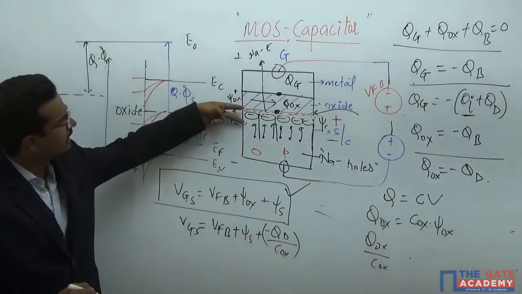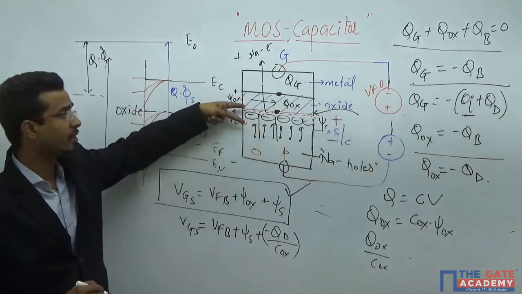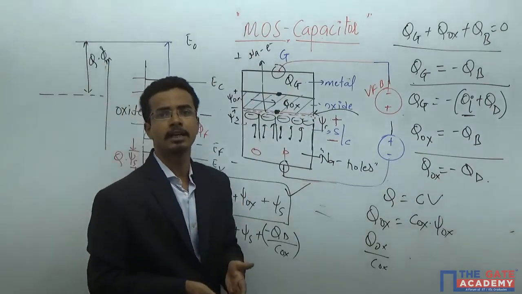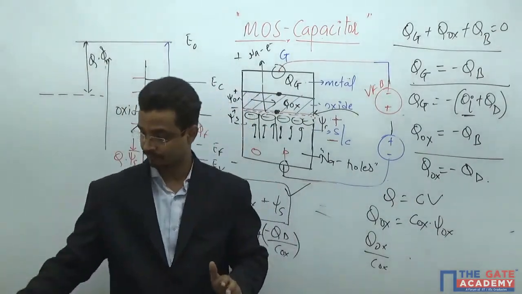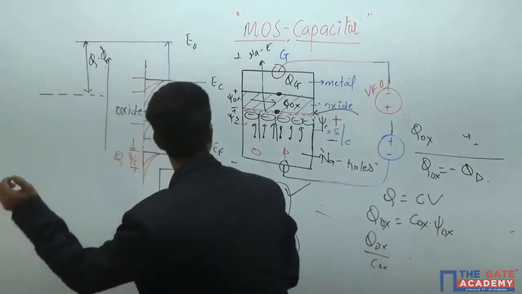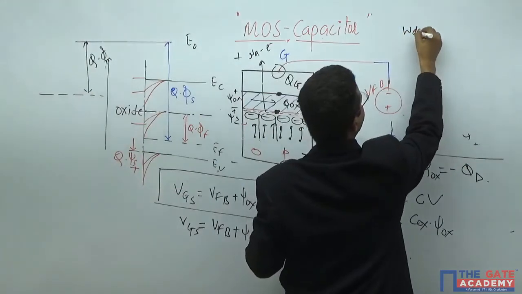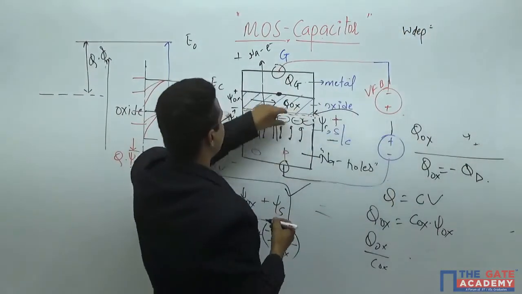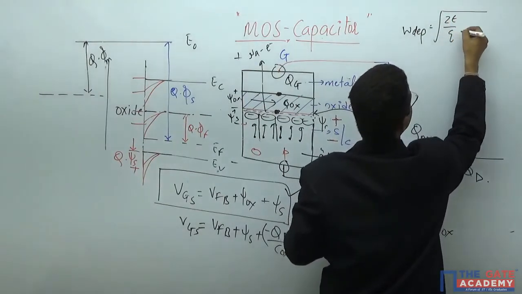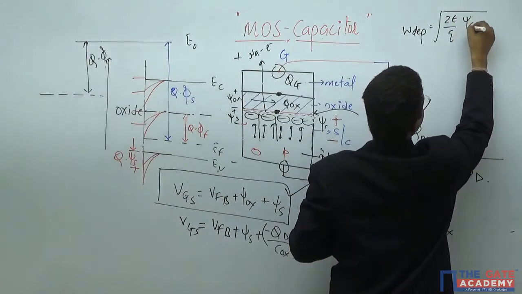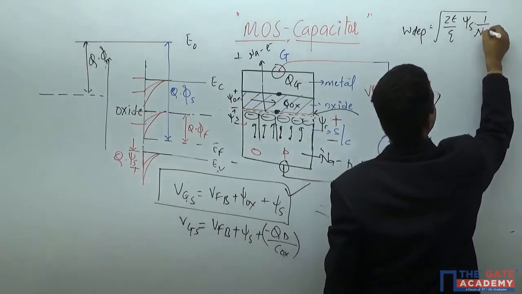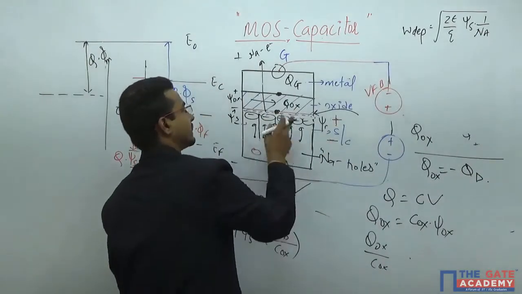Here you are getting the depletion region only on a single side, in the bulk only. You are not getting any depletion region on the other side, so it will act as a single-sided junction. Then the depletion width W dep on this side equals root over 2 epsilon by Q, psi S, the voltage across this, upon NA, the doping on the bulk side.